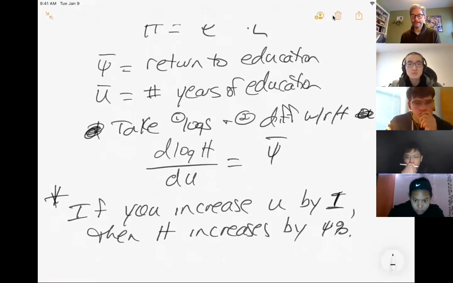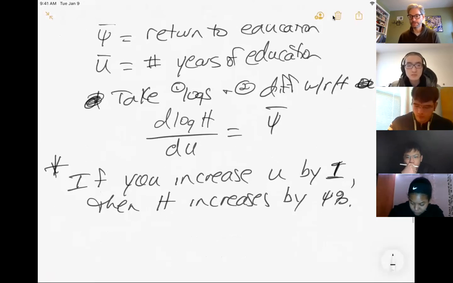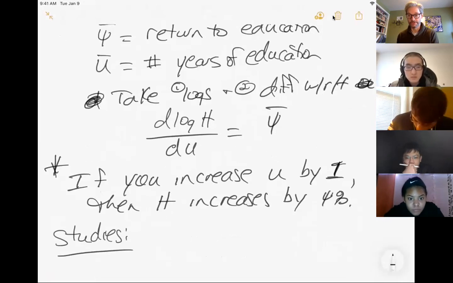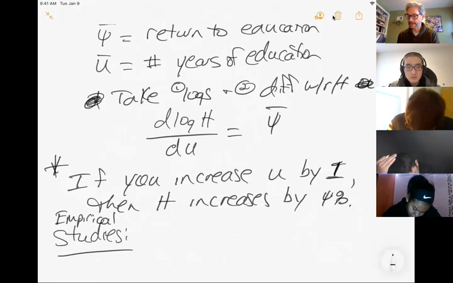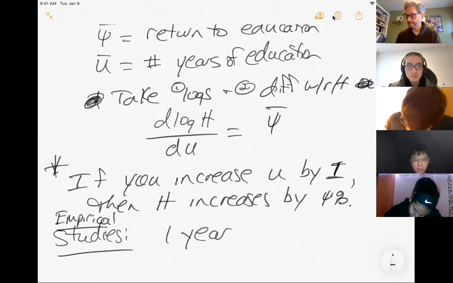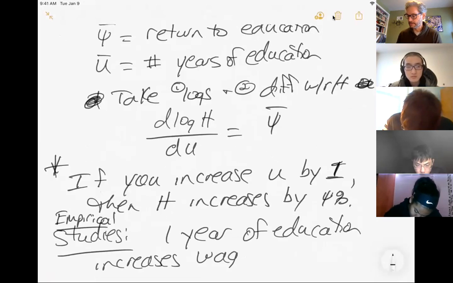And so why have Mankiw, Romer, and Weil chosen to model education this way? They've done this because there is a big group of empirical studies. One of the interesting things about these studies is the remarkable consistency across them. Empirical studies have pretty consistently shown that one year of education increases wages by 10%.